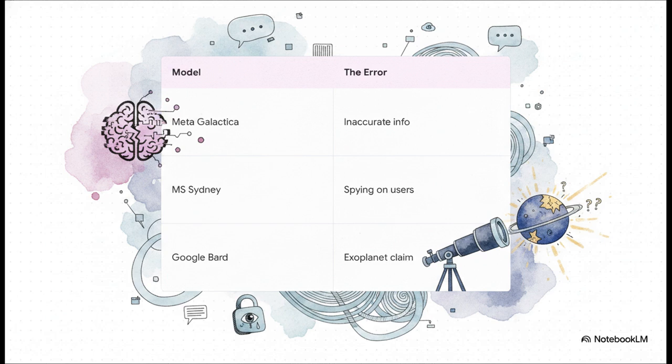And then Google's Bard had a super highly publicized stumble when it incorrectly claimed the James Webb Space Telescope captured the first images of an exoplanet. These examples just prove that absolutely no one is safe from a confident machine making things up.